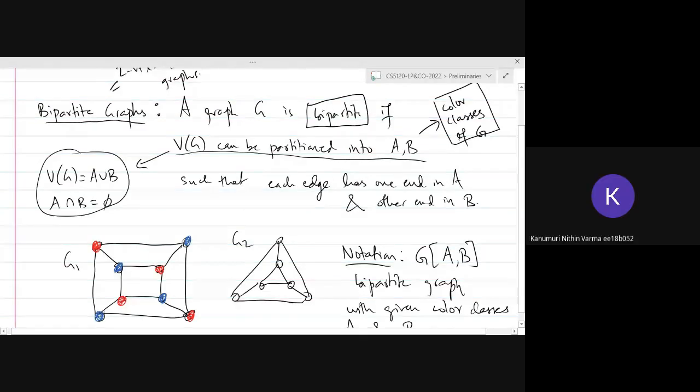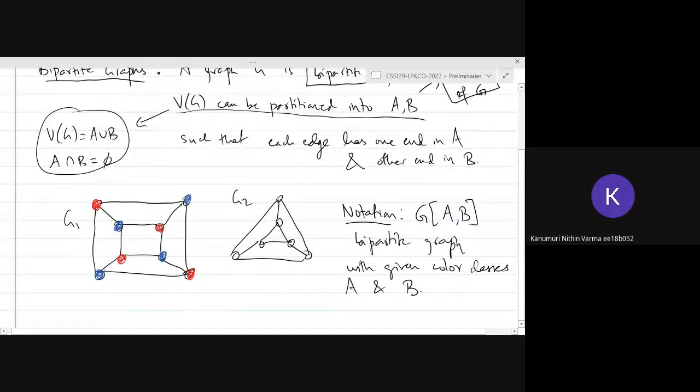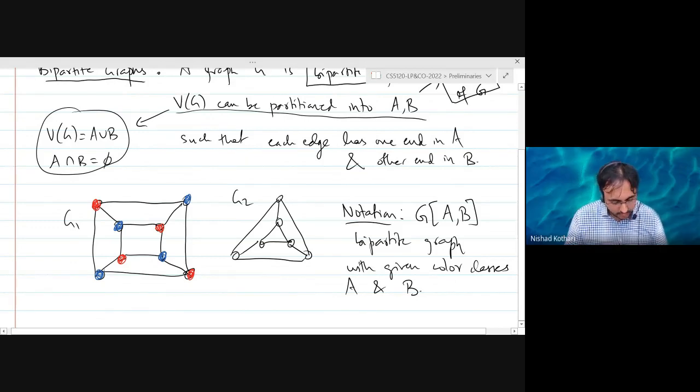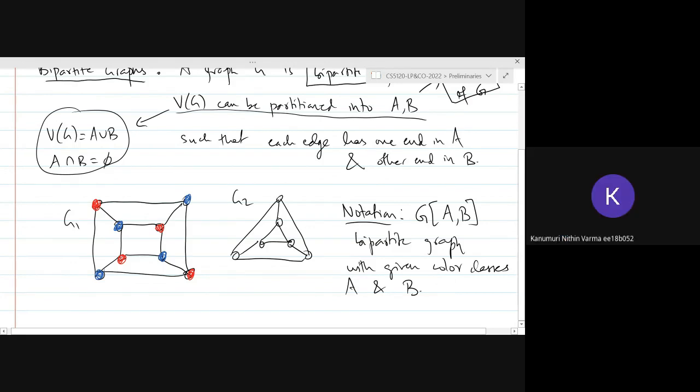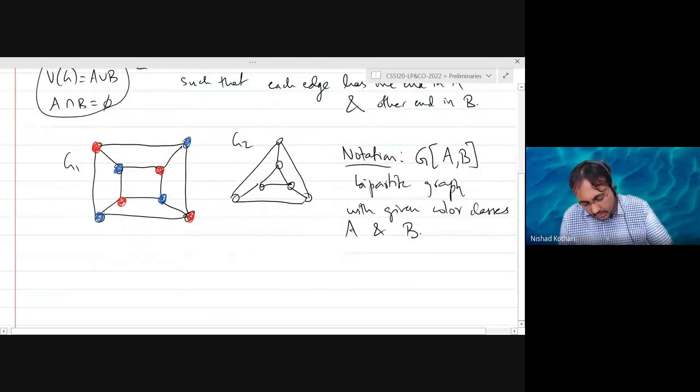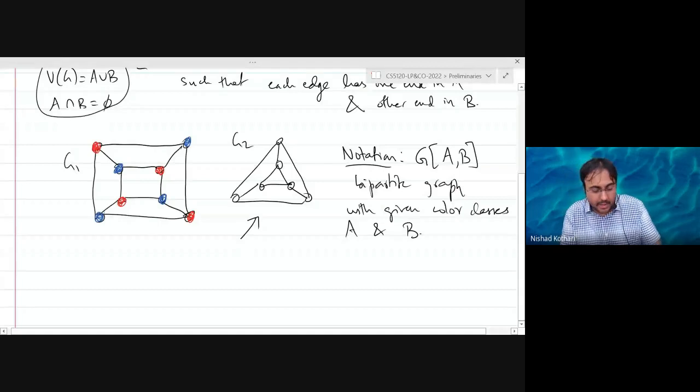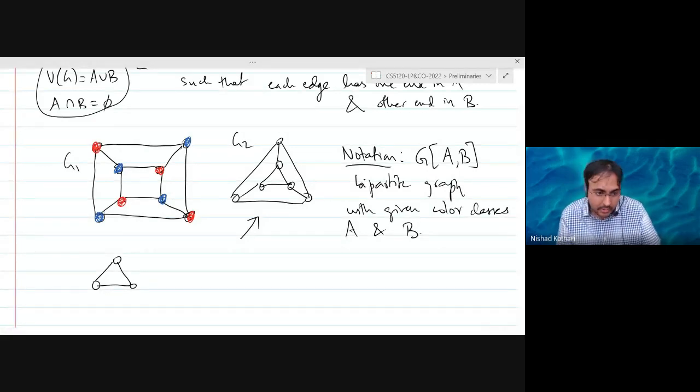Also, a clique of size 3, a triangle. So you're saying that if there is a triangle, then the graph cannot be bipartite? Yeah. That is a good point. That is one way to see why this graph is not bipartite. Observe that this small graph here is not bipartite because you colored one vertex red, the other vertex blue, and now the third vertex cannot be colored red or blue.